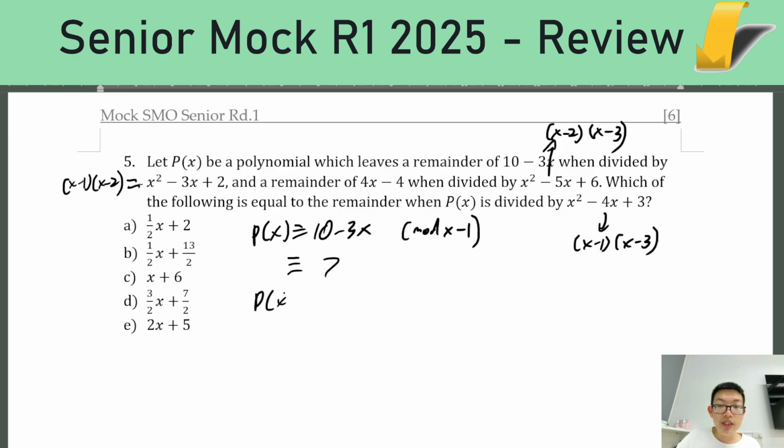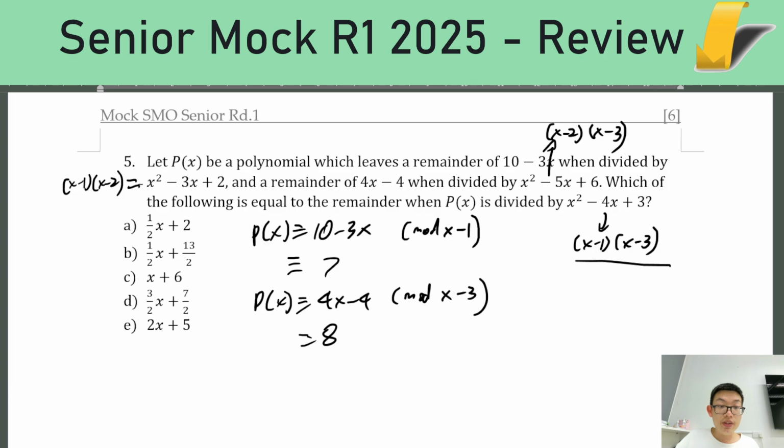And likewise, you can say that P(x) is congruent to 4x minus 4 mod x minus 3. And if you subtract 4 times x minus 3, you get 8. And then you can actually just check each of these to see whether they are correct, because this is x minus 1, x minus 3. However, what I've just described is actually the essence of the remainder theorem.